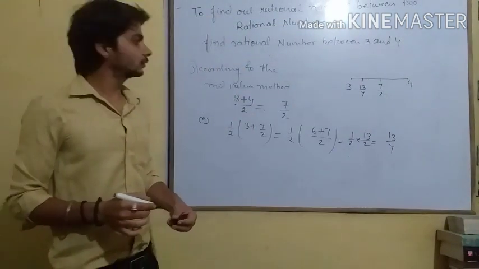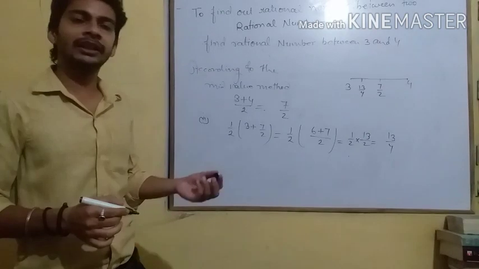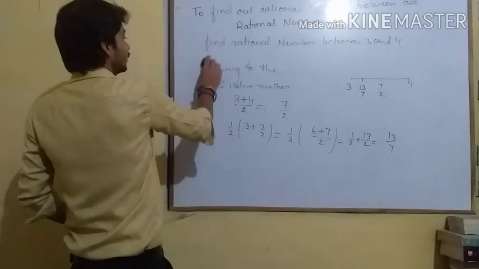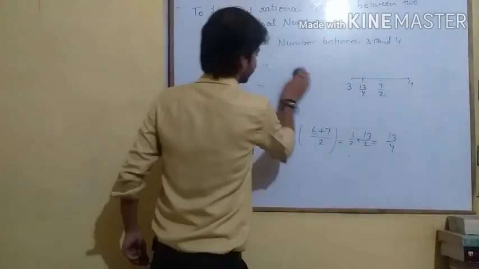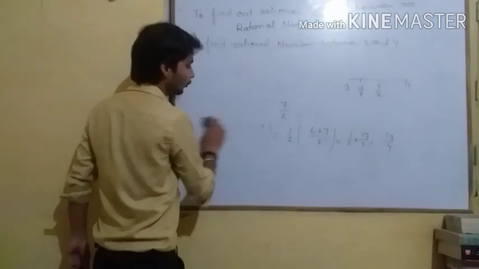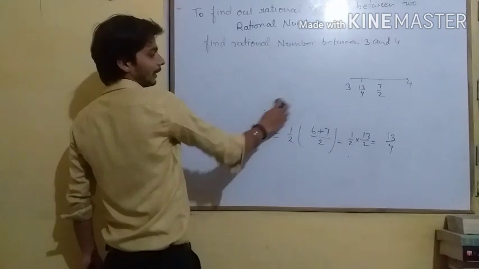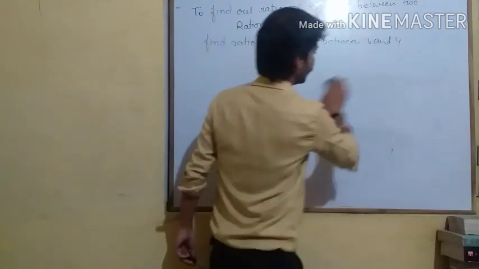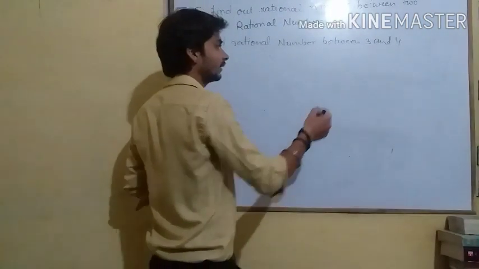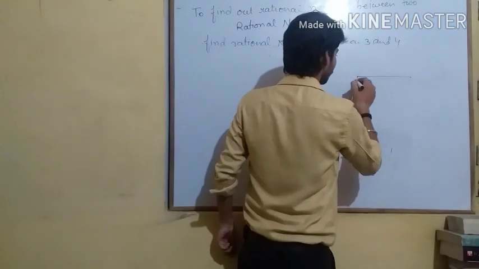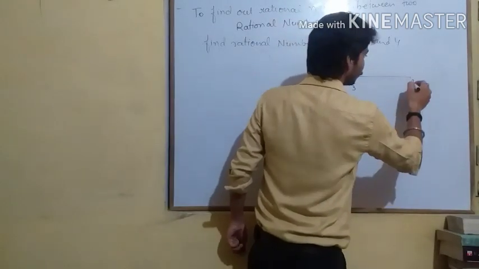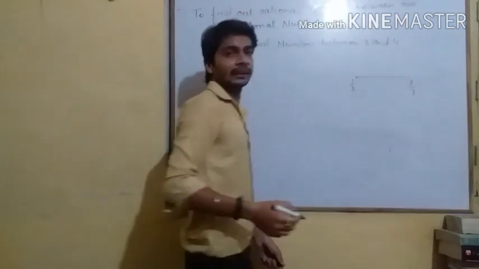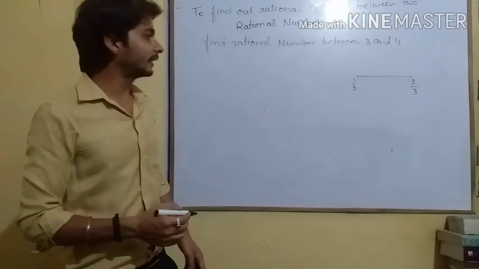Similarly, we can find many more rational numbers between the given two rational numbers. If we have two rational numbers like 1 by 3 and 1 by 7 in the form of P upon Q, then again we will apply the same method. If we have the rationals like 1 by 3 and 2 by 3, these are rationals in the form of P upon Q, and we are finding the rational number between 1 by 3 and 2 by 3.